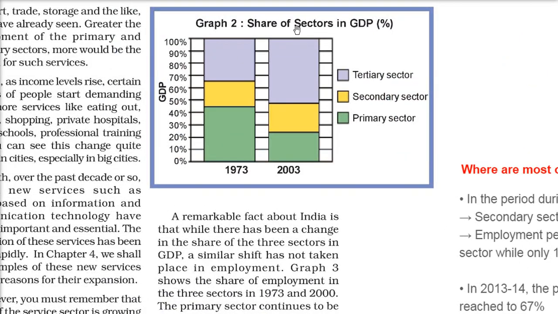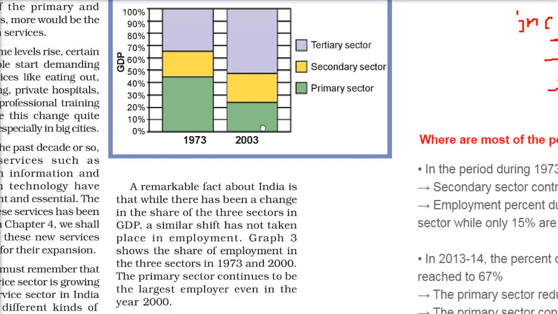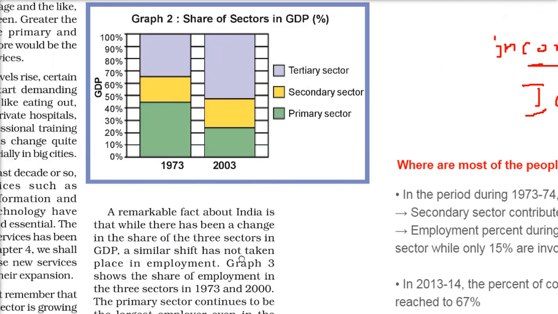Taking you to this one, this is the share of sectors. The tertiary sector is quite high. The primary sector has decreased, and the secondary sector is almost equal, somewhat increased. This is the share of these in the GDP. Please understand, most of the share in GDP is from the tertiary sector.